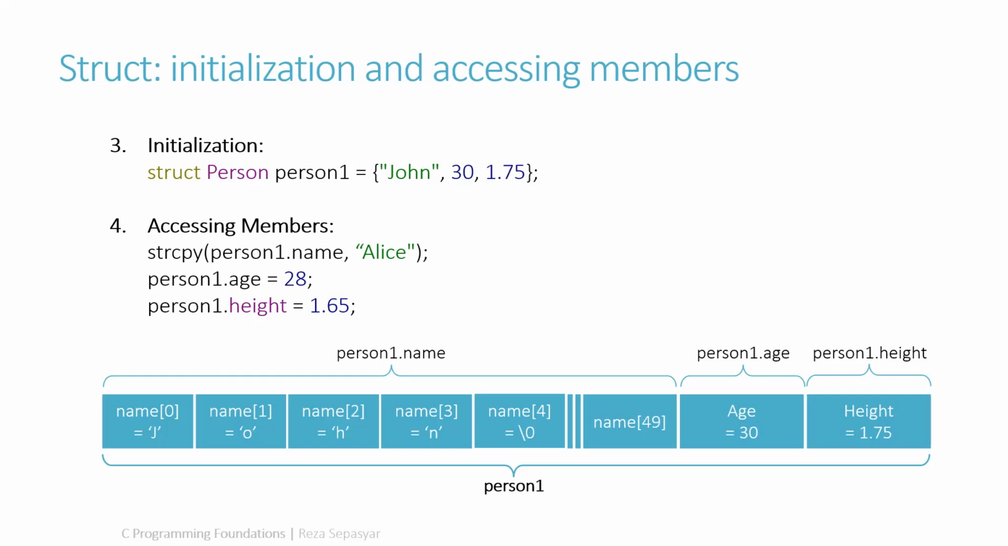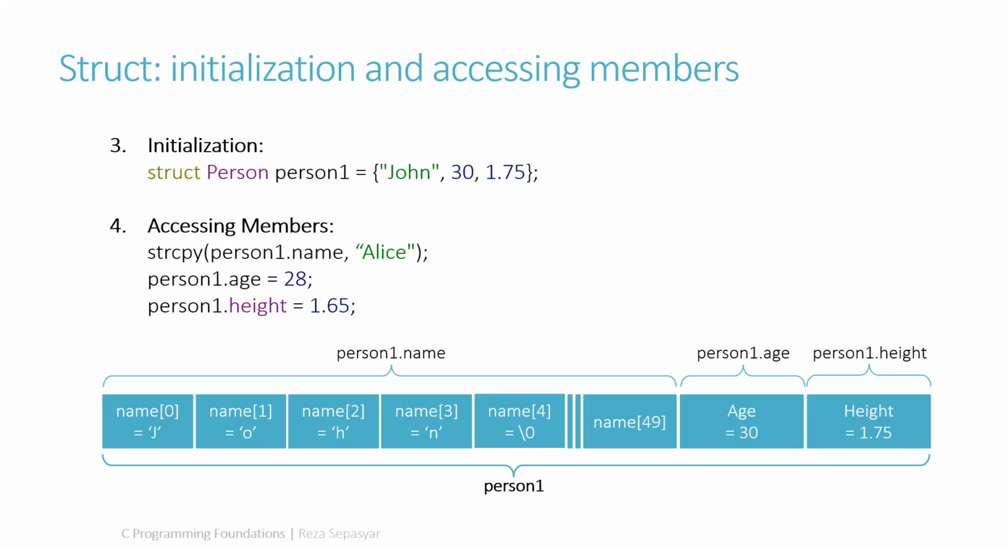4. Accessing members. Alright, let's dive into how you can get into the details of a struct, specifically how you can access its different parts. For example, let's say you've got a struct for a person and you want to see or change their name. If your person's struct is named person1 and the name is one part of it, you use person1.name to access that specific part. It's like saying, hey, I want to see or change the name in my person1 struct.